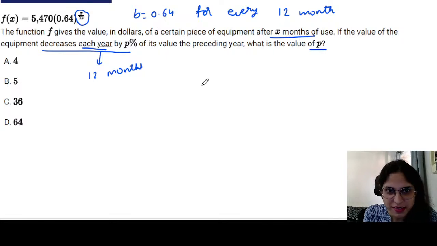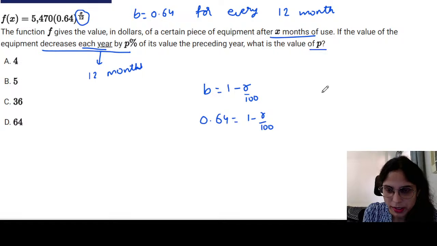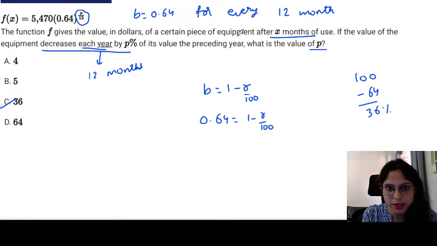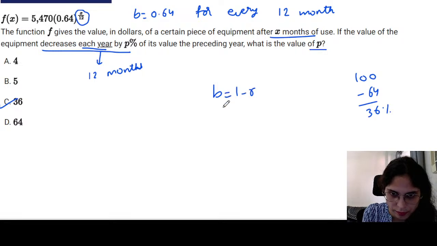So in 12 months your factor is 0.64, and because it is decreasing, B is going to be equal to 1 minus R over 100, which is 0.64. So basically it's going to be 36%, because 100 minus 64 is 36%. Because this is 0.64, this will become 64. Okay? So R has to be 1 minus 0.64, that is 0.36. That means 36%.